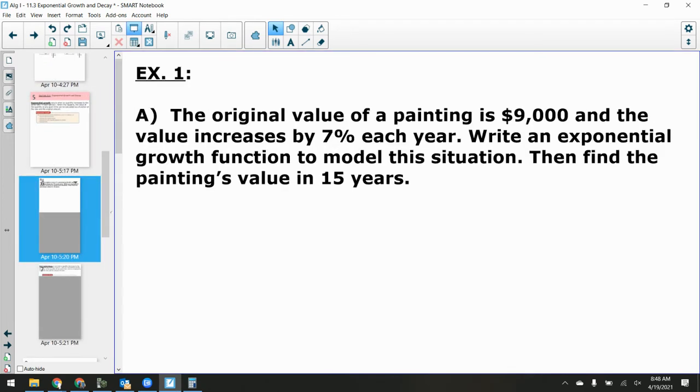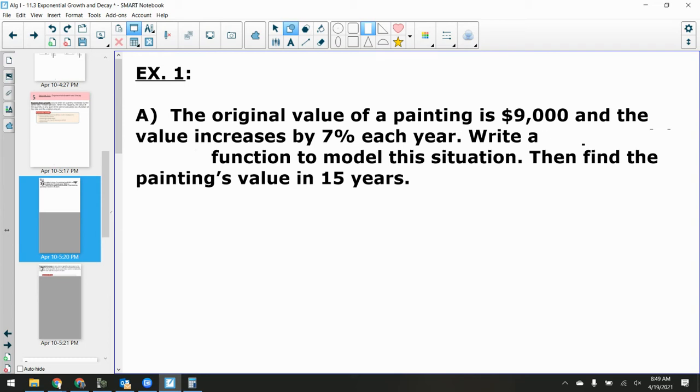So let's take a look. The original value of a painting is $9,000, and the value is increasing 7% per year. Write an exponential growth function to model this situation. Did I need to tell you to write a growth function? No. The context of the problem says the value is increasing. I'm going to start omitting things that the test wouldn't give you. The test would never tell you to write an exponential growth function. It would just say write a function to model this situation.